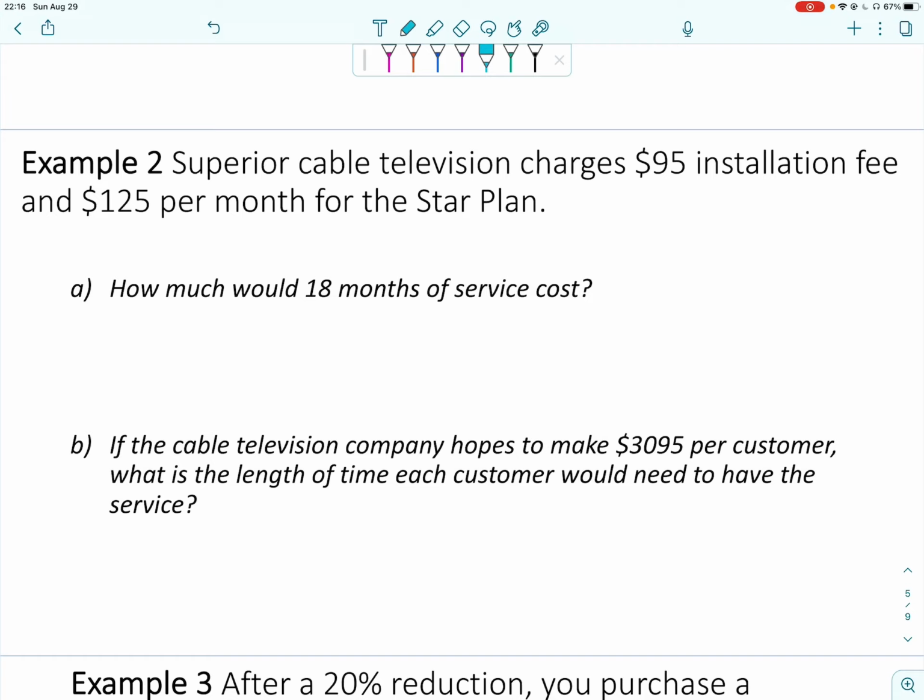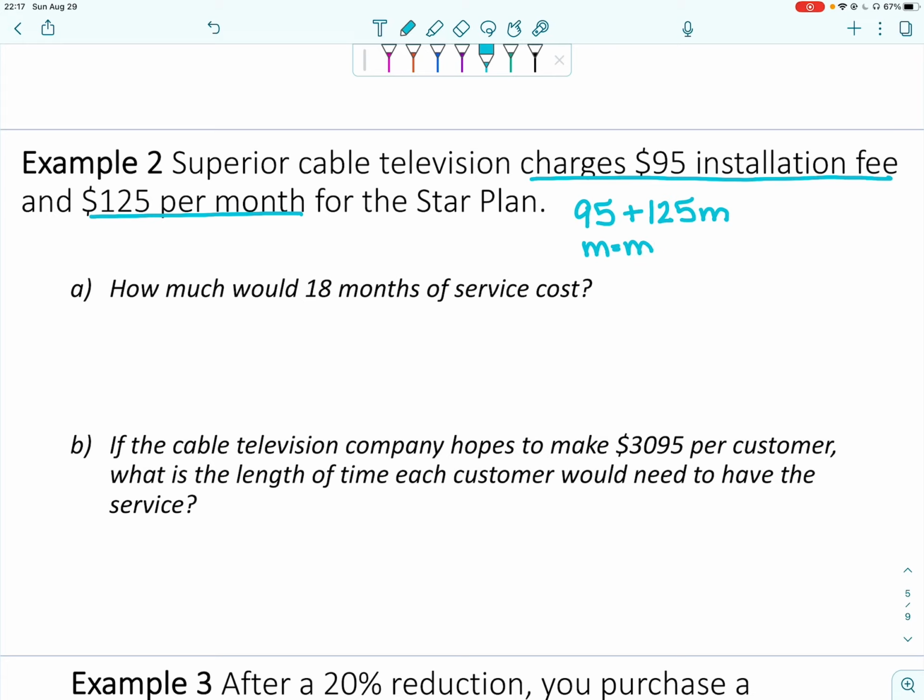So, important pieces of information. They're going to charge everybody $95 to install the cable box and all the wires and do all that fun stuff. And then $125 per month for this Star plan. So if you decide to sign up for this service, you're going to pay $95 for the installation plus $125 every month that you have the Star plan.